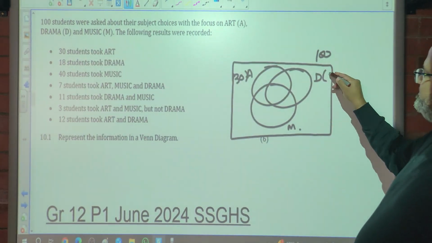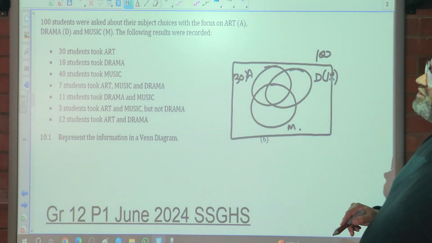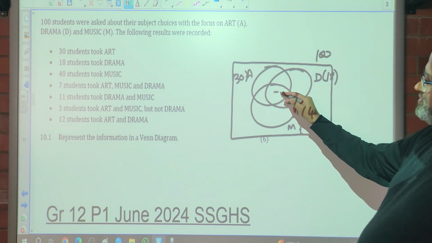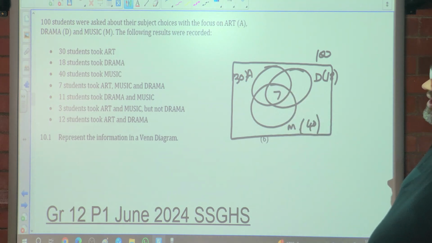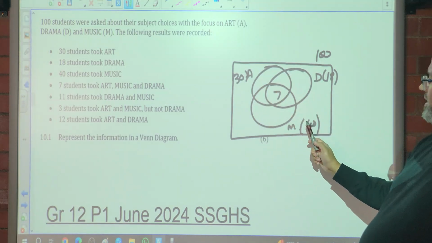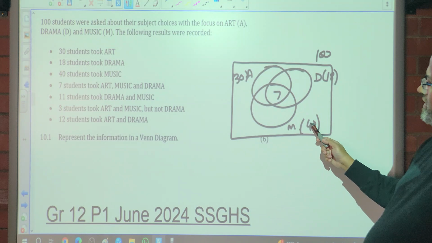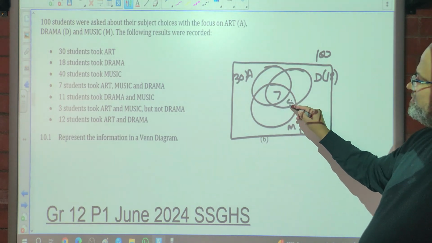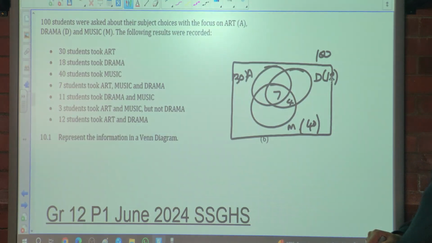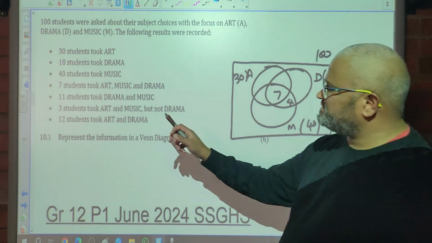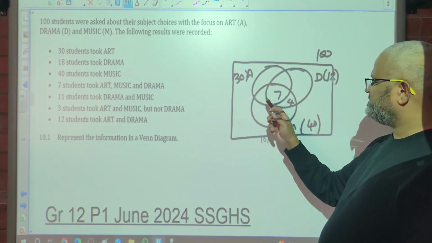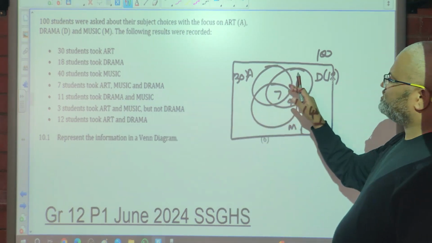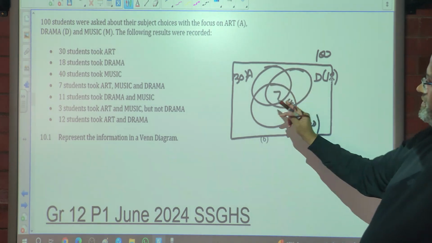18 took drama, 40 took music, 7 took art, drama and music, so 7 goes in the middle. 11 took drama and music, so drama and music 11, which includes that 7 there. So 11 minus 7 is 4. 3 took art and music. So it would have been that region, but they do not take drama, so we omit the drama there. So that 3 lies here.